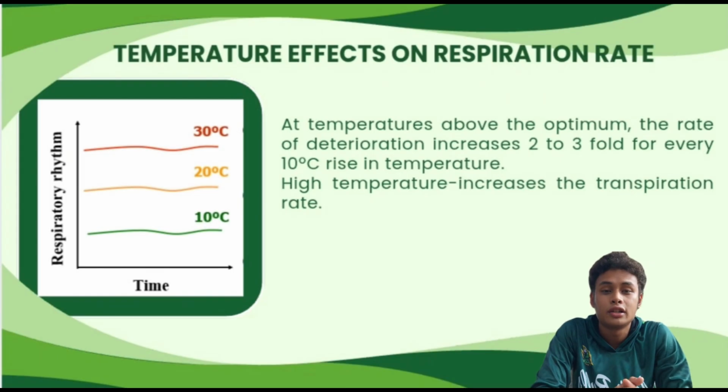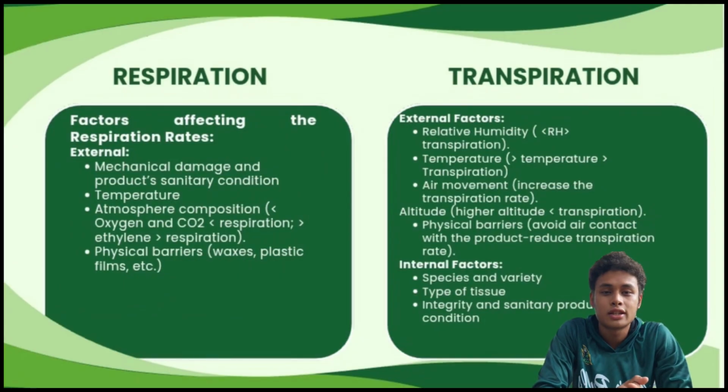That's why controlling temperature is very important in post-harvest handling. So next, let's look at the factors affecting respiration and transpiration. For respiration, external factors include mechanical damage like bruising or cuts, temperature, oxygen and carbon dioxide levels, and physical barriers like wax coatings. If a crop is damaged, mas paspas gyud ang respiration because the tissues are exposed.